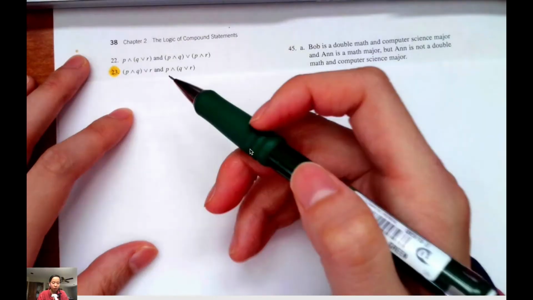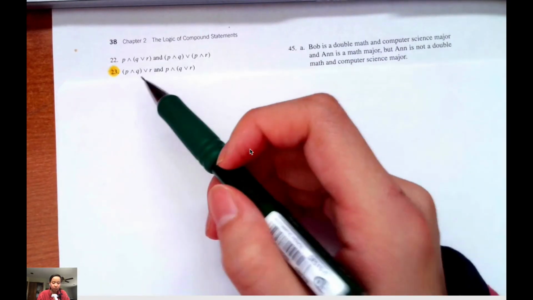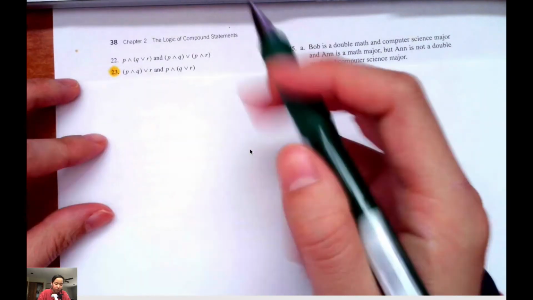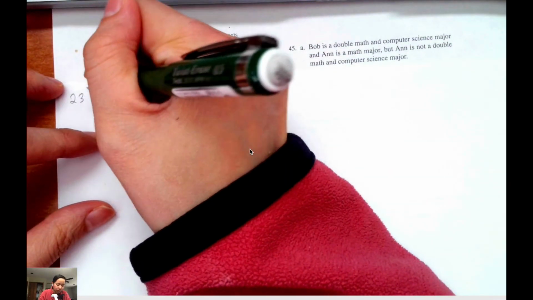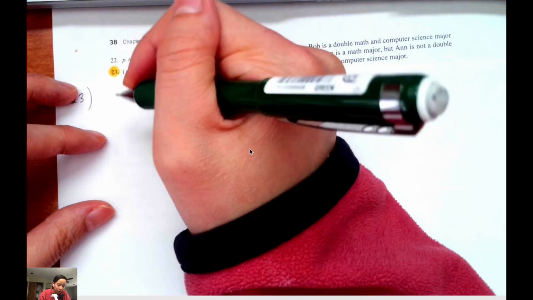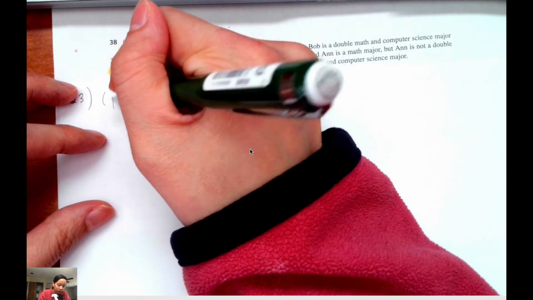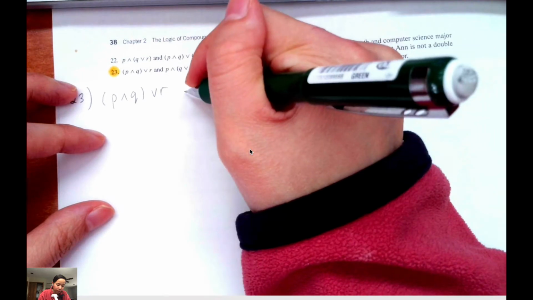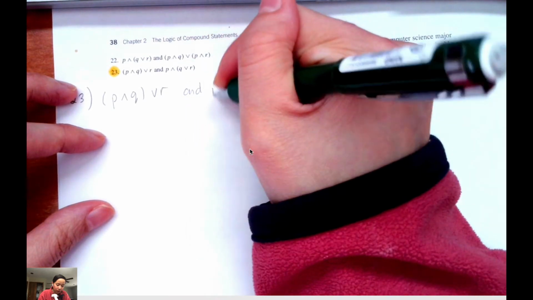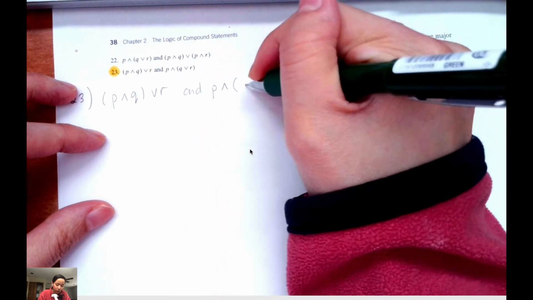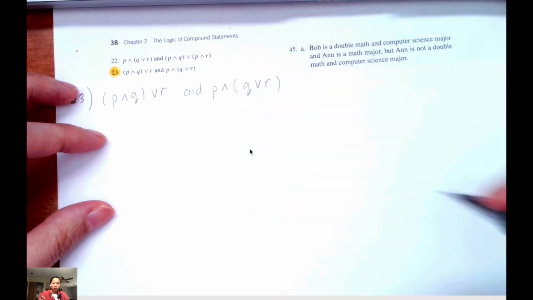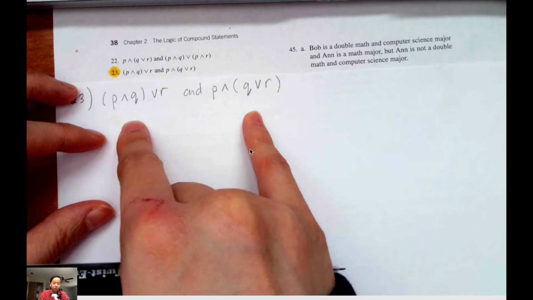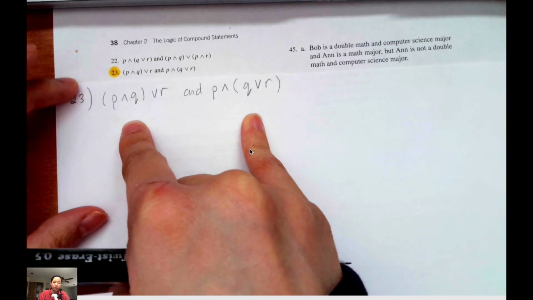Alright guys, so we're going to be doing another question that has us comparing two statement forms and seeing if they're logically equivalent. So number 23 says we have, in parentheses, P and Q, or R, compared with P and, in parentheses, Q or R. So in order to see if these two statement forms are logically equivalent, we first have to make a truth table.